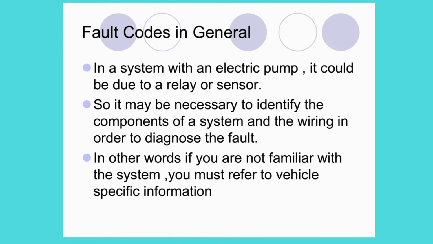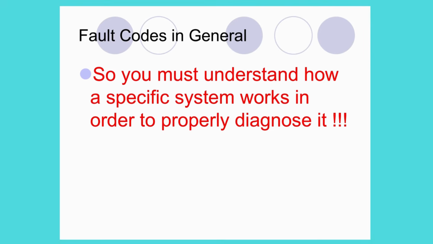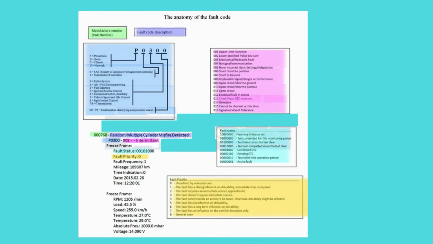So it is necessary to identify the components of a system and the wiring in order to diagnose the fault. In other words, if you're not familiar with the system, you must refer to vehicle-specific information, like workshop manuals. So, you must understand how a specific system works in order to properly diagnose it. This slide shows typical additional information available with a VW fault code. Take note of the additional freeze frame data, fault status, and fault priority.